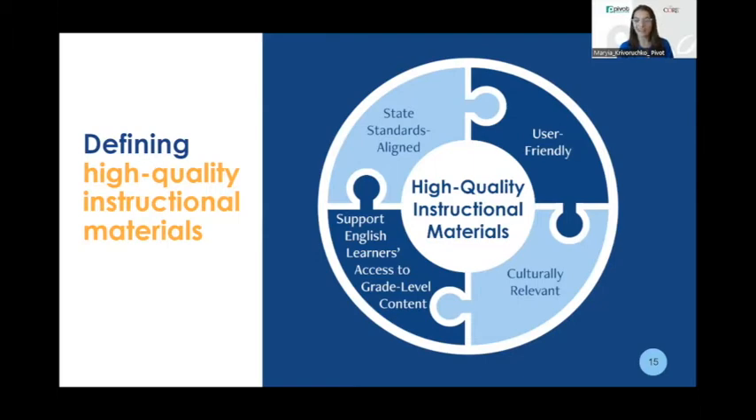The other one that's really important is that materials should be user-friendly, accessible to folks who need to be able to use these materials day to day, so for our teachers and for our students.